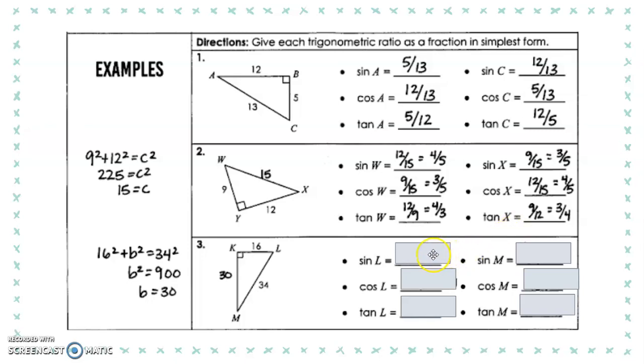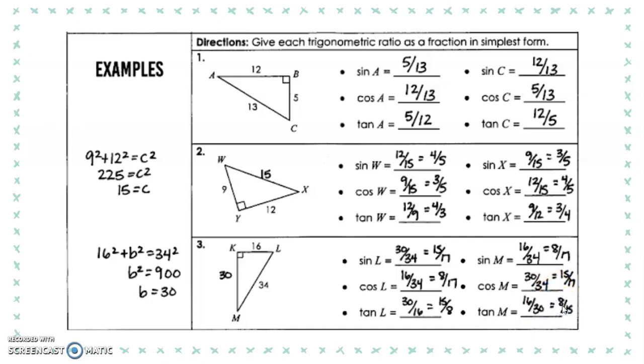Number 3, I'm going to go ahead and just show you those answers. Remember, for number 3, we had to start with that Pythagorean theorem so we could find our missing side. Once we find our missing side, we're setting up those trig ratios, and we're always simplifying if we can. Remember, Desmos will help you simplify if you're having trouble seeing it. You just put it in and see if it simplifies it for you.